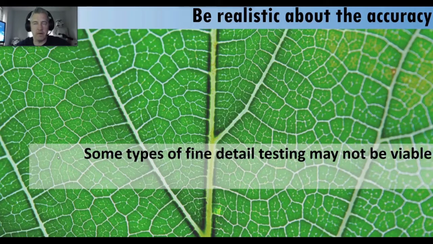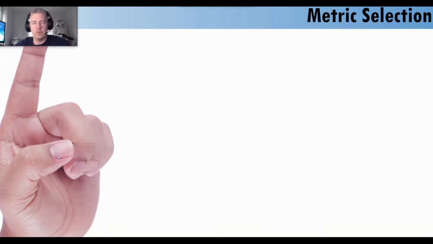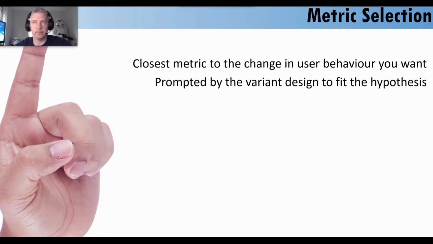Some sort of fine detail revenue product mix testing might not be possible, either with your traffic, your tool, your understanding. You might not be able to split out the minutiae that makes a difference to the business. All you can do is just go, let's make more people satisfied, and work on the assumption that people getting through the process will increase our revenue at some point. So really, before we've even picked what we're going to be changing, we need to think about what our metrics are. The closest metric to the change in user behavior, that's what you want.